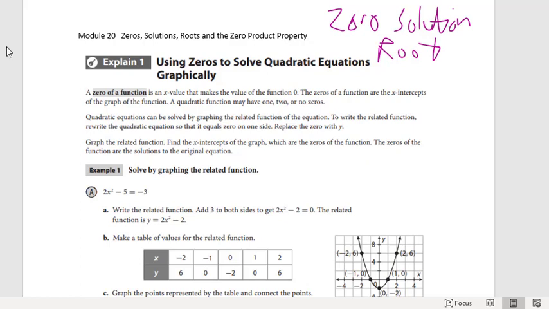So we can have one solution, we can have two solutions, or we can have no solution. So it can hit the x-axis one time, two times, or it can't hit at all. So we are going to, using the skills we already learned, graph equations, and then find the x-intercepts, which will be the zeros.